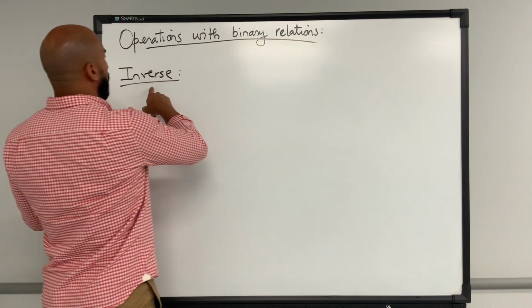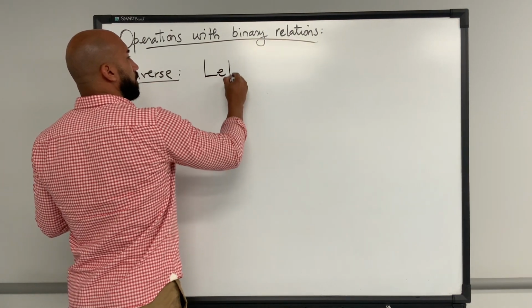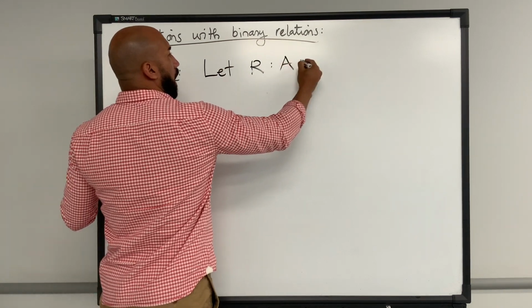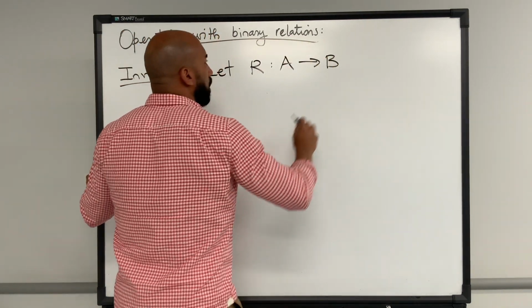All right. So what is going to be the inverse now? We have again R, a binary relation from A to B.